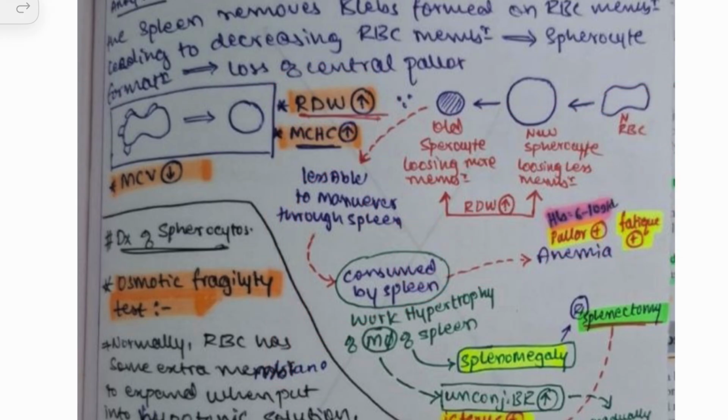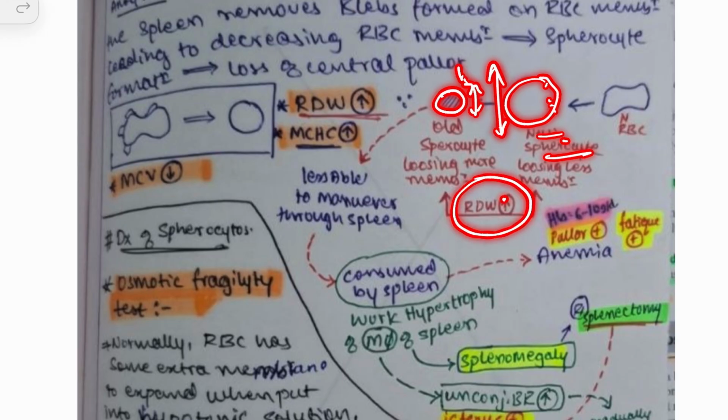All together, RDW is increased, MCHC is increased, but volume is decreased, because these normal RBCs will form new spherocytes losing less membrane. Old spherocytes have lost more membrane and become smaller, and the new spherocytes have lost only a small portion of the membrane. Because of this difference in size, there is an RDW increase.